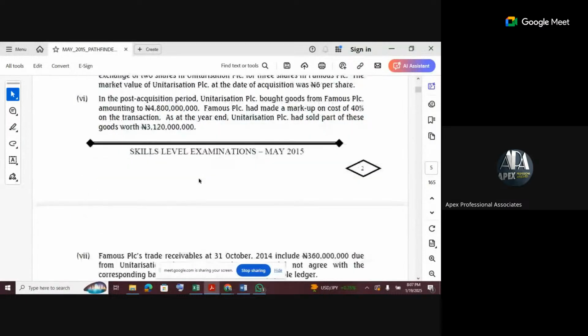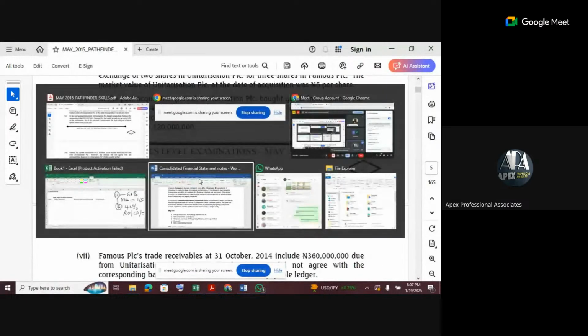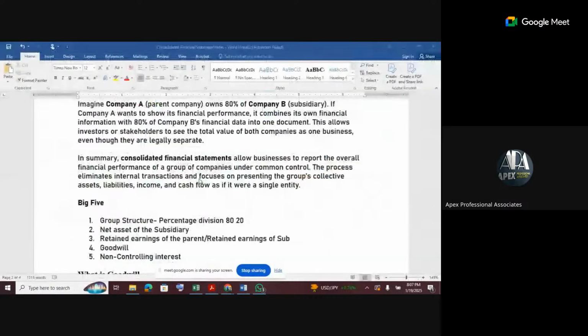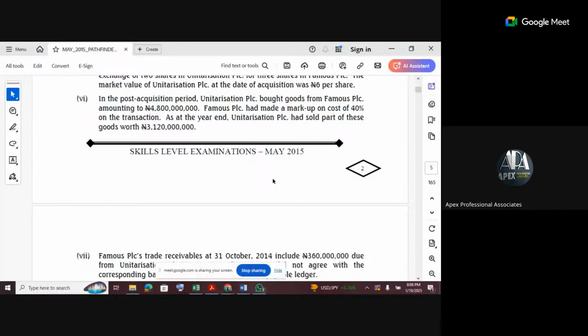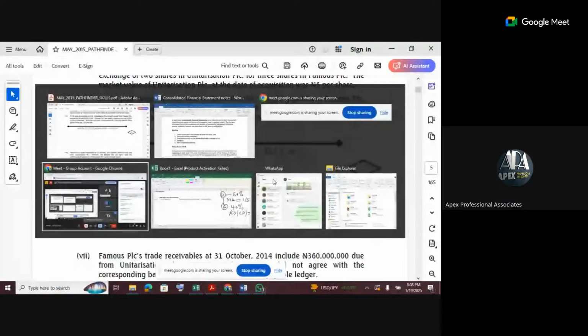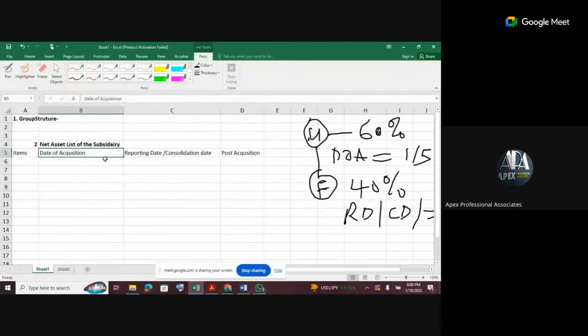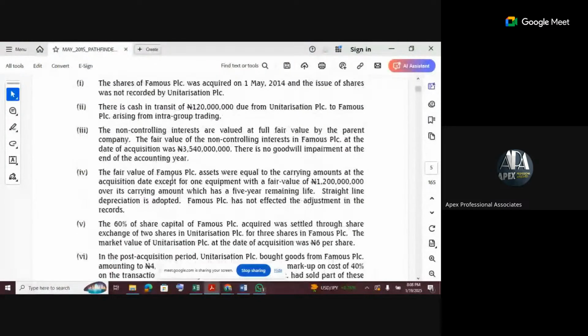Then I said we should calculate from the big five I talked about. I said you have to look at the group structure, which in this case is 60% and 40%. You have to be able to state it. If you look at your marking scheme, the group structure is also important. Then you have to know your date of acquisition. Date of acquisition is the date that the shares were bought. They would always mention it in the questions.